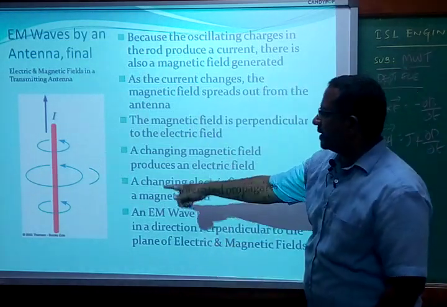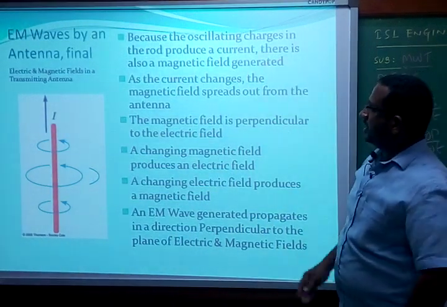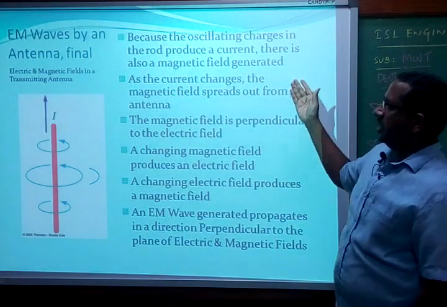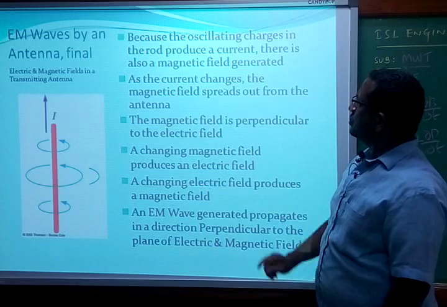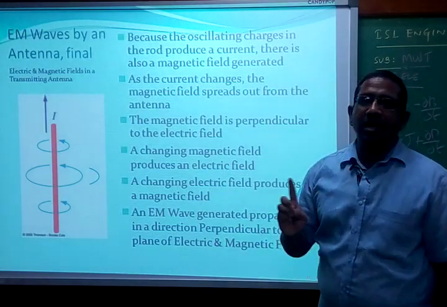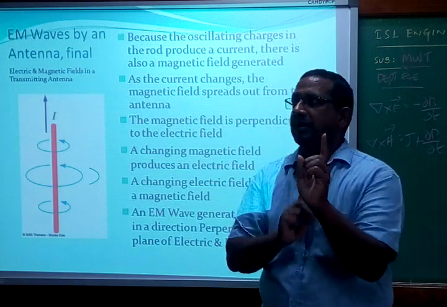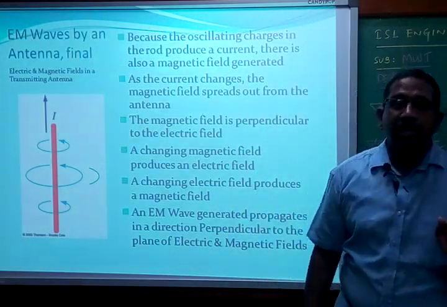That is what this figure speaks about. The same thing has been written here: the oscillating charges in the rod produce a current. Current means electrical in nature. There is also a magnetic field generated around this rod. That is what the antenna gives to us.